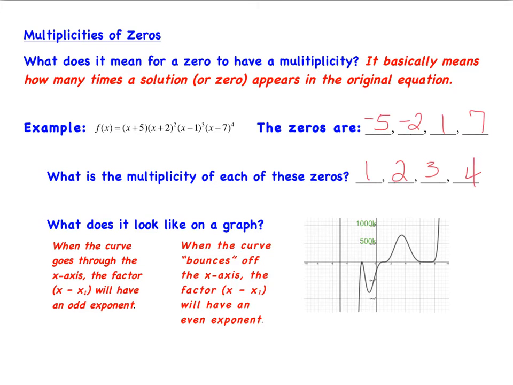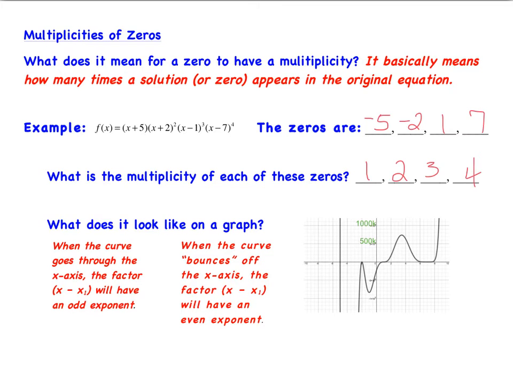Now let's look at our last factor. We have x minus 7 to the 4th power, which means our root, or our 0, is positive 7. And because it bounces off the x-axis, we know it's even. And in this case, it is 4. Now, whenever you're given a graph like this, you will be given the multiplicities to help you write the equations.